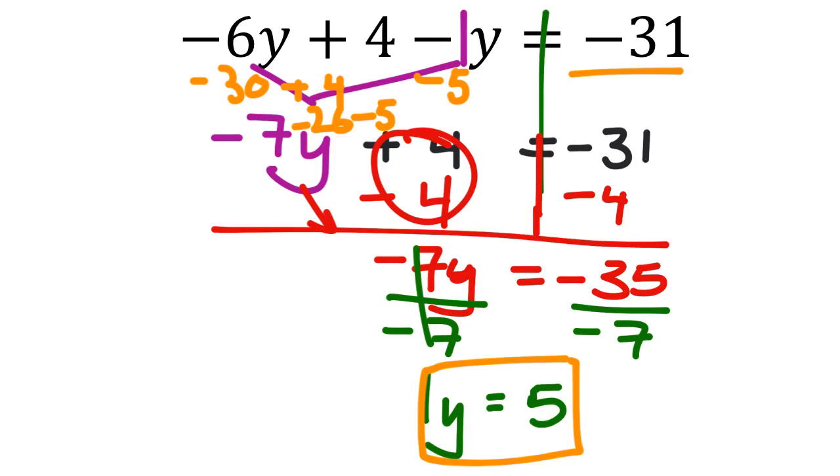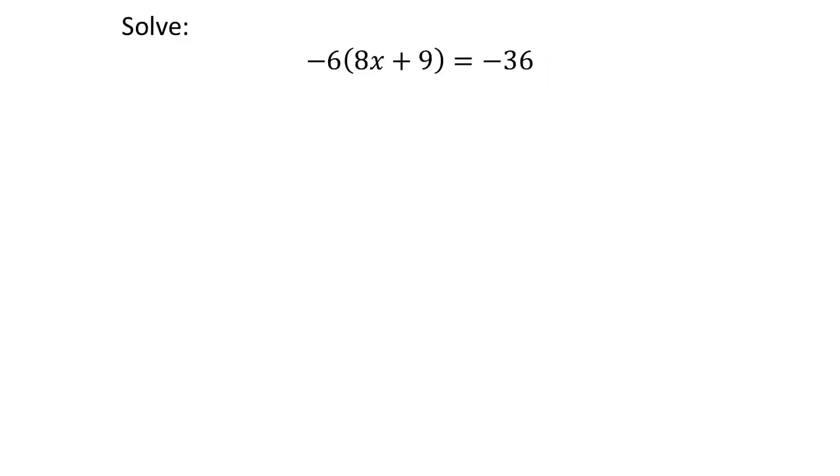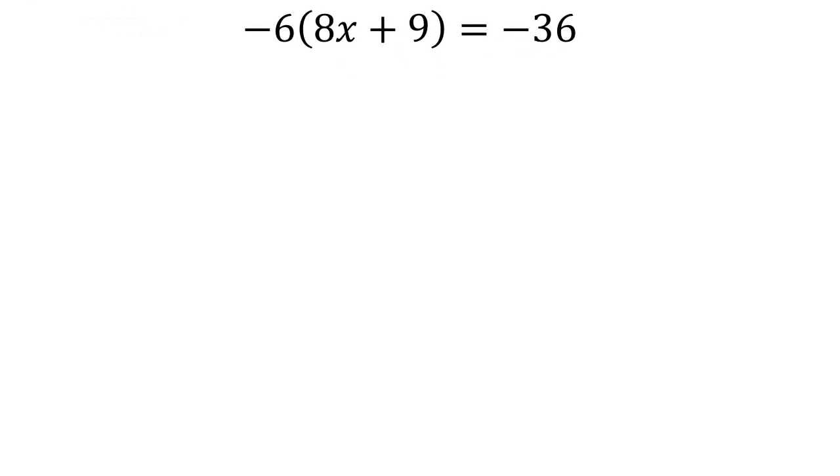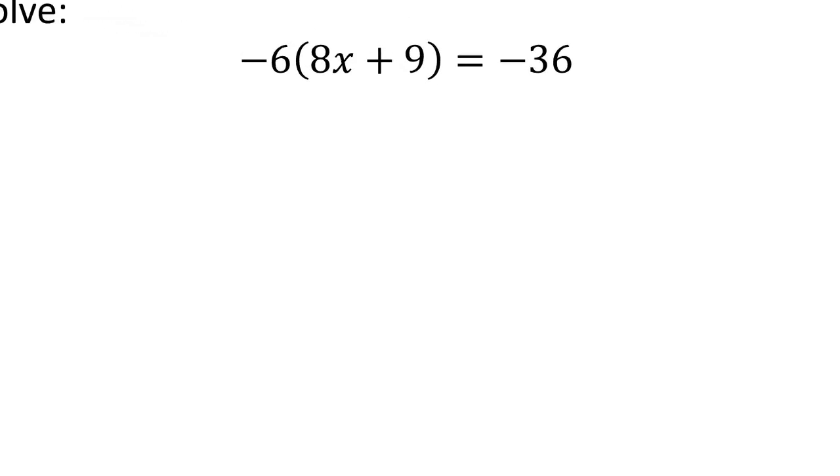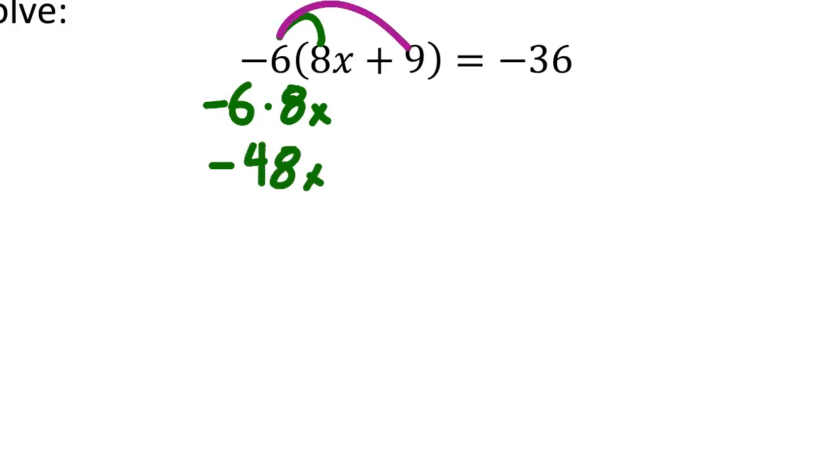All right, so a problem like this one, first thing we should do is look to distribute that negative 6. So first off, I distribute it to the 8x. So that's negative 6 times, or negative 6 groups of 8x, which would give us negative 48 x's. And then we'll distribute it to the 9 as well. So negative 6 times, that's a positive 9.